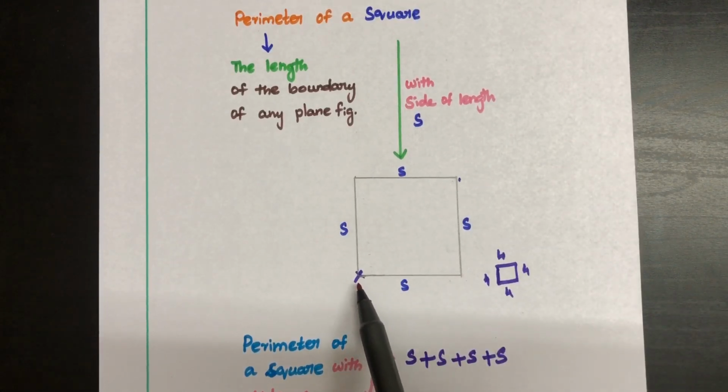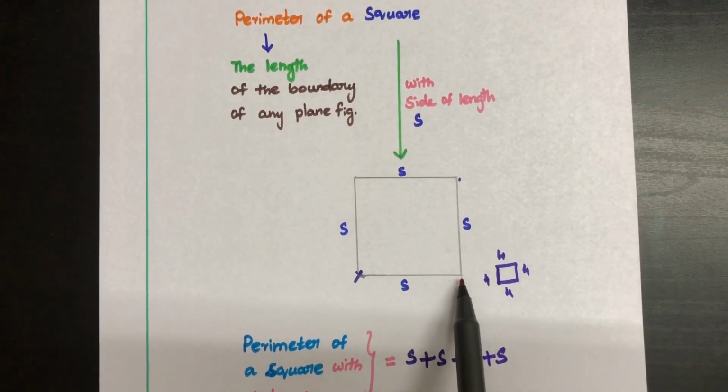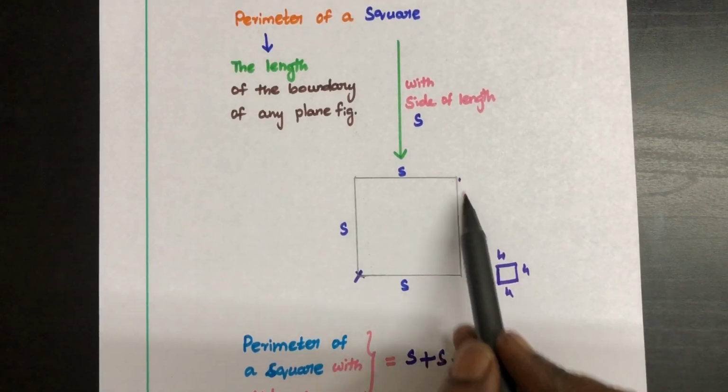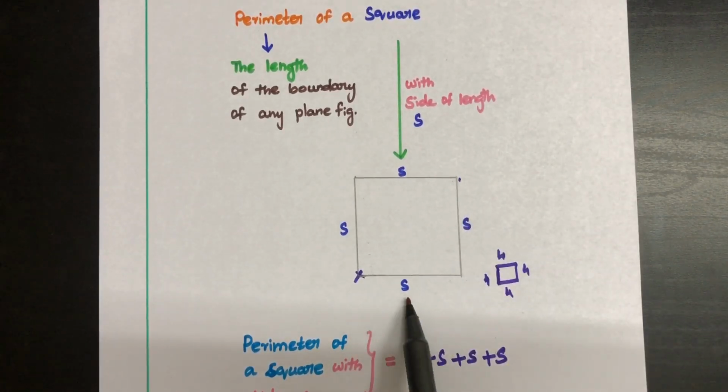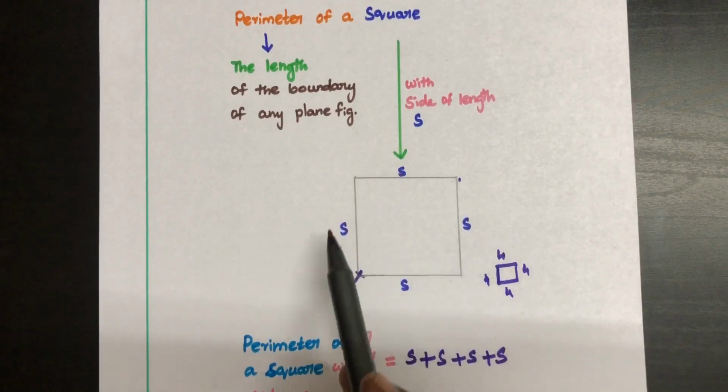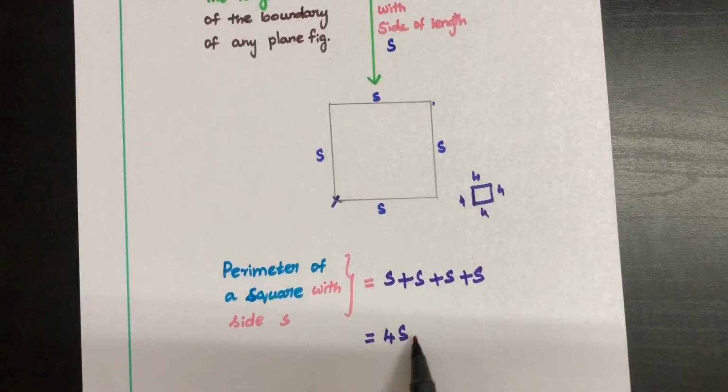We have taken the side as S. S means it may be of any centimeter. From here to here it is S. From here to here it is another S. So we are adding S plus S plus S plus S, which gives us 4S.